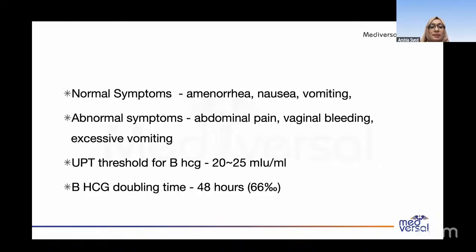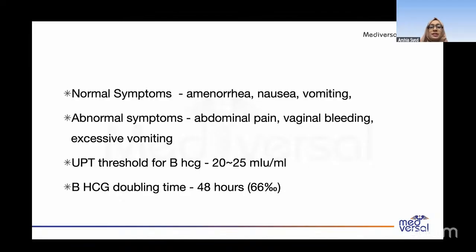Now, what is this beta HCG doubling time? This beta HCG hormone is a hormone of pregnancy. If it is a normal intrauterine pregnancy, this beta HCG doubles, by about 66%. That is called the doubling time, and this takes place in 48 hours.